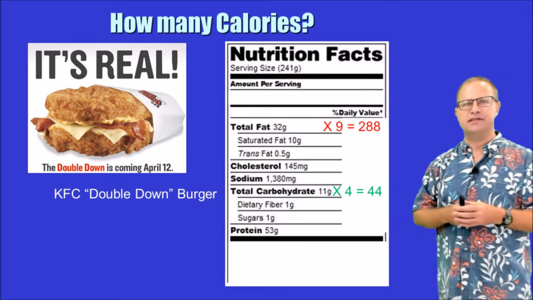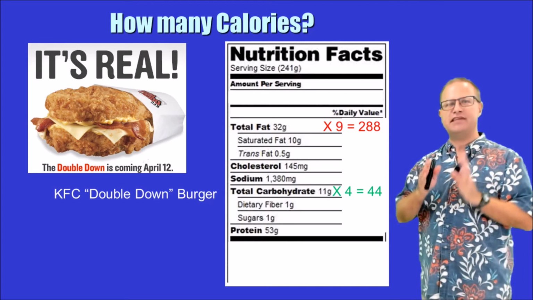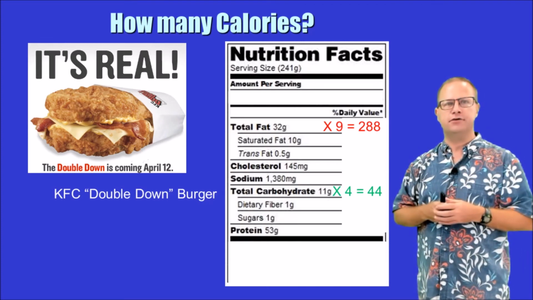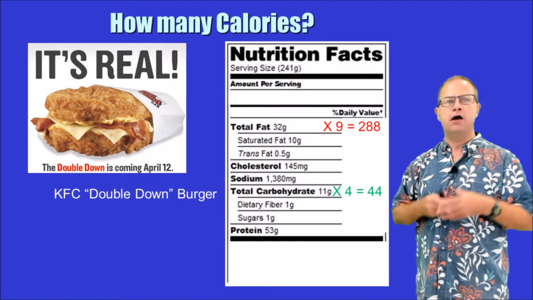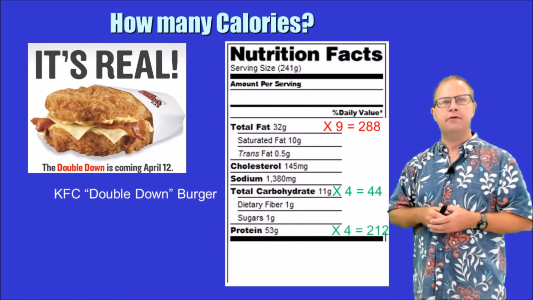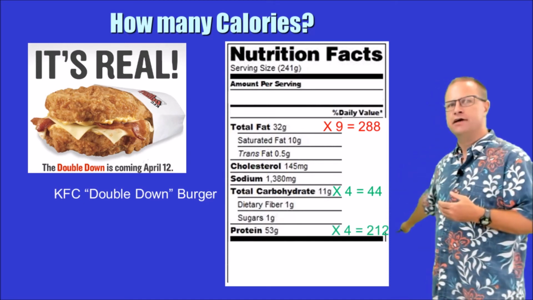Now let's look at the proteins. Remember back that proteins have the same caloric value that carbohydrates do. So if we have 53 grams of protein, we simply multiply that by 4, and we find out that we have 212 calories from protein.